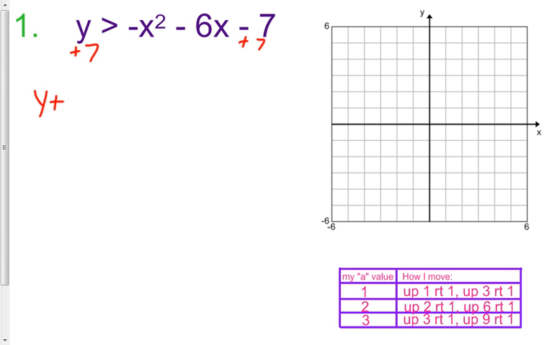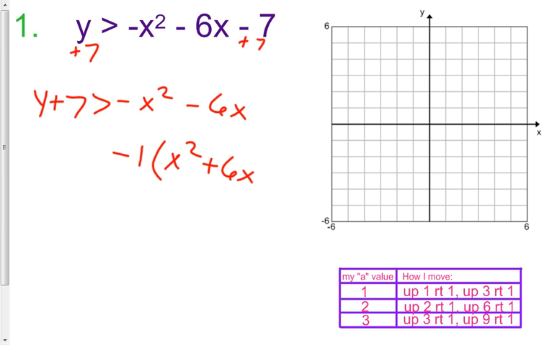So now we have y plus 7 is greater than negative x squared minus 6x. Now in order to complete the square, I have to get a positive 1 in front of my x squared. I don't have that, so I have to factor out a negative 1. So negative 1 times the quantity x squared plus 6x, plus a blank. And then we have y plus 7 plus a blank is greater than that.